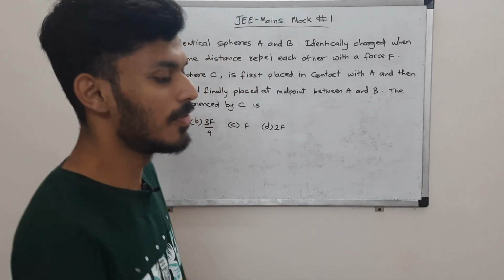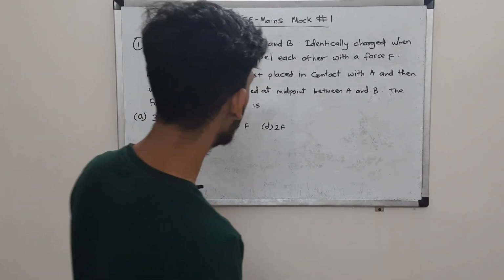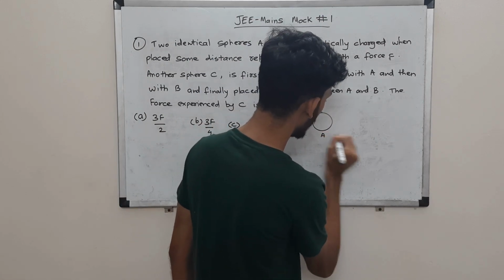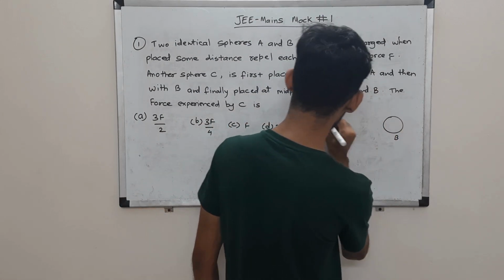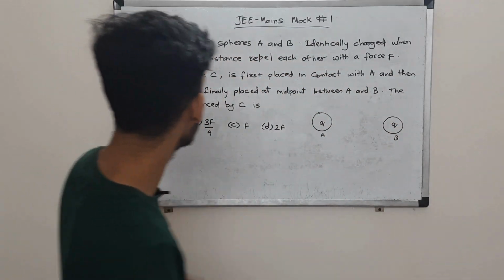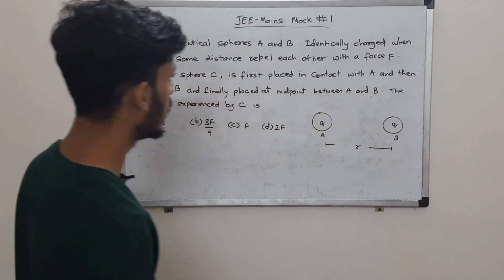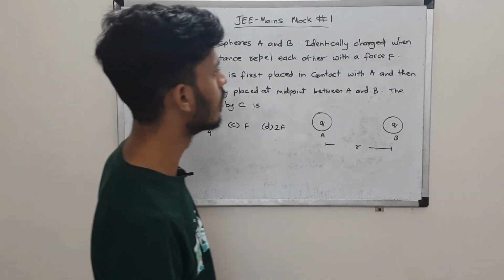Let's get into it. Begin with question number 1. Two identical spheres A and B are identically charged. They are identical, meaning they have the same radius. They are placed at some distance, let us suppose R, and they repel each other with the force F.